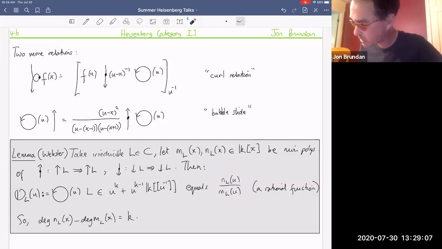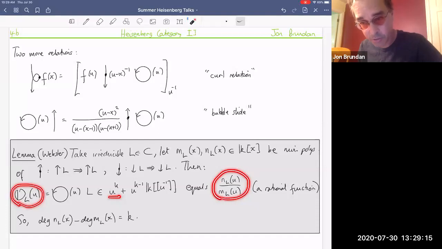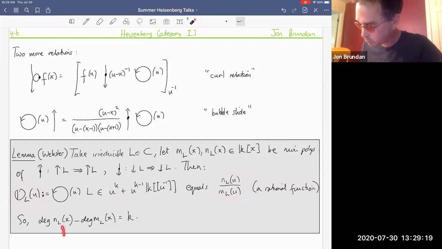So one consequence of that, of course, because this OL of U, its leading term is U to the K, that means this rational function must have leading term u to the k when you expand it as a formal Laurent series. So the degrees of these minimal polynomials, the difference in the degrees is the central charge.